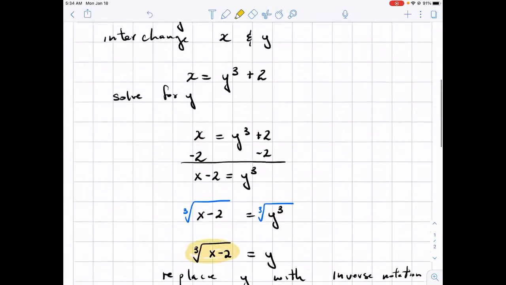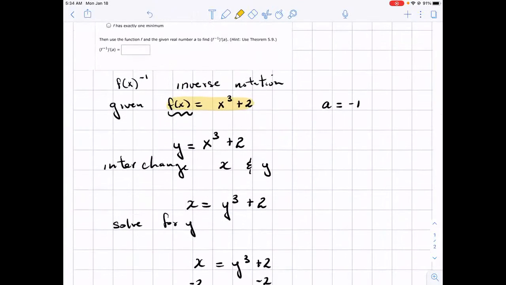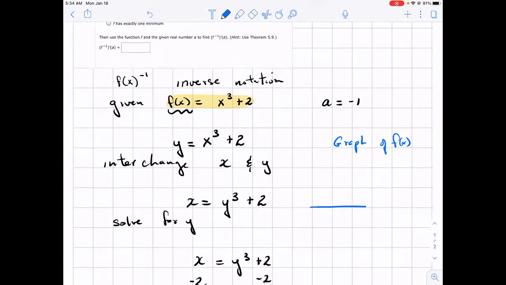If you go back to your example and look at the graph, so let's do that. The graph of f of x. If you look briefly at a little sketch of the graph, you should know what x cubed plus 2 looks like. It's the cubic function shifted 2 units up. So your graph looks like this.